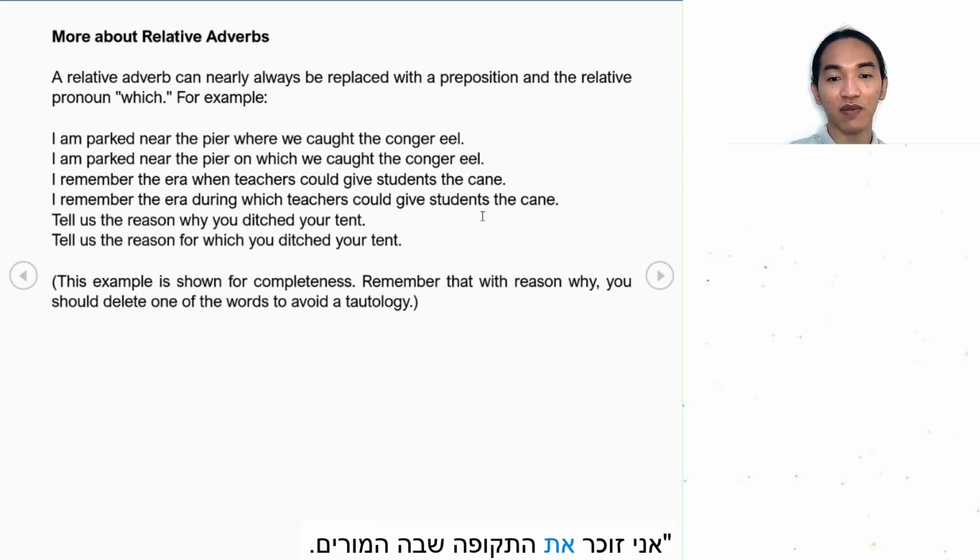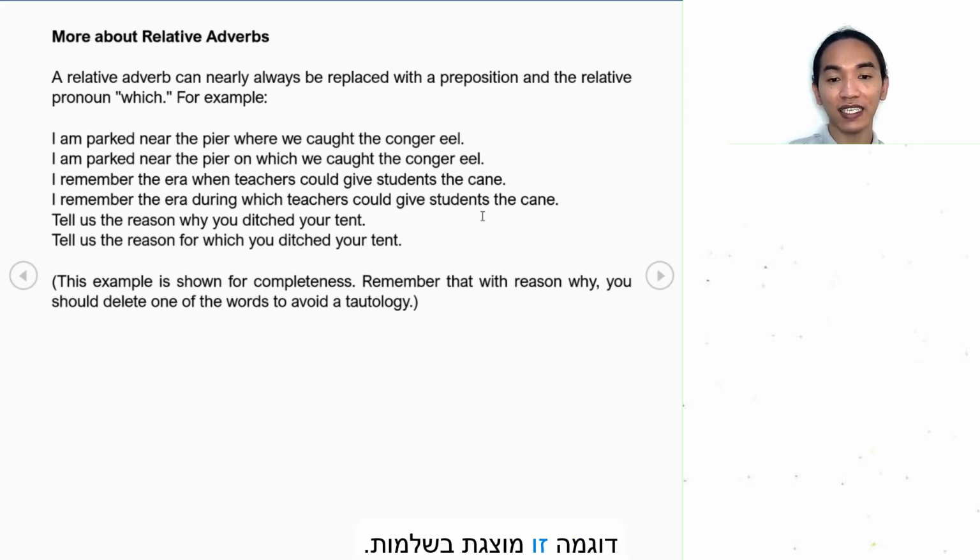All right. I remember the era when teachers could give students the cane. So, I remember the era during which teachers could give students the cane. Tell us the reason why you ditched your tent. Tell us the reason for which you ditched your tent.